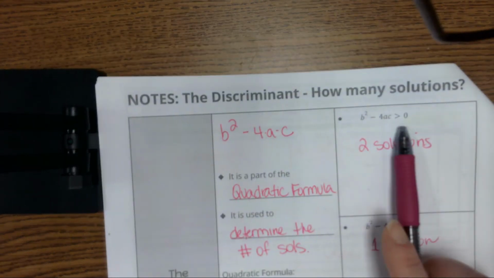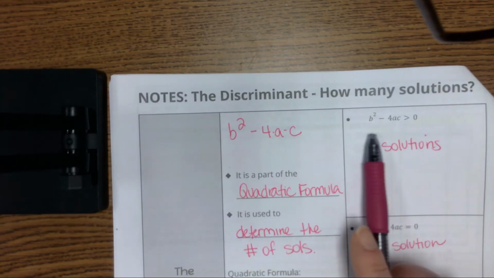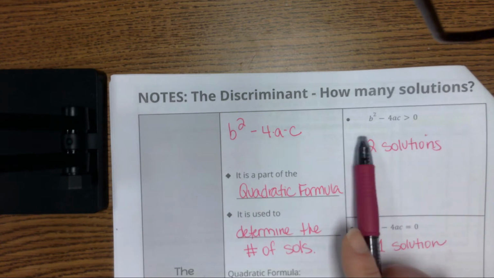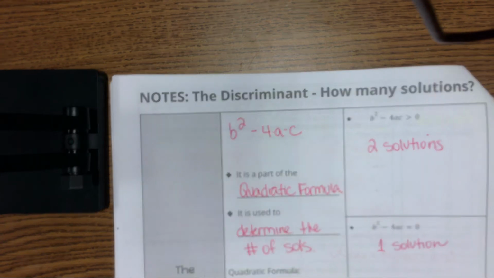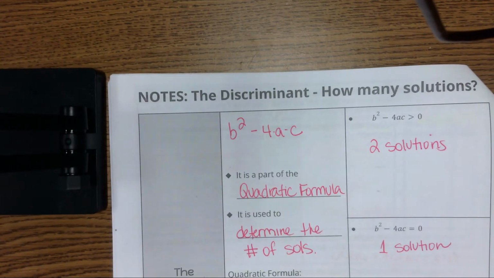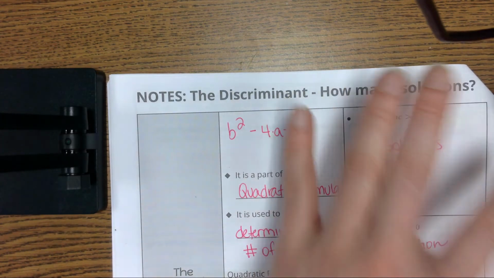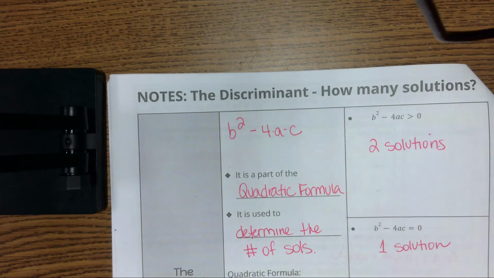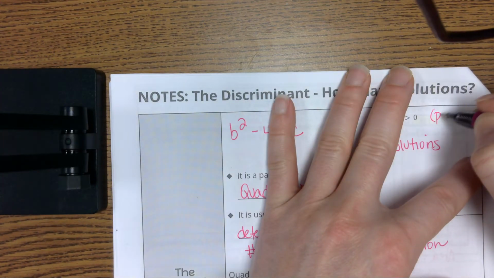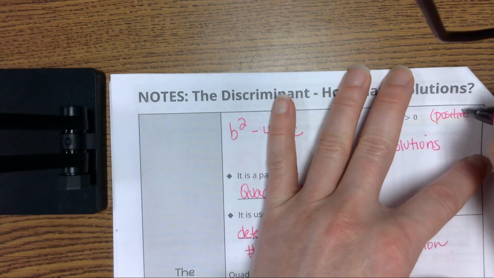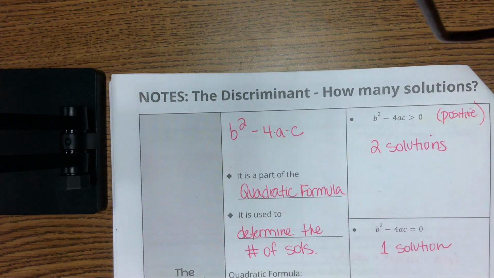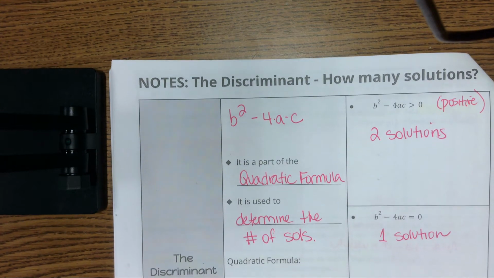What does this mean? Like, instead of mathy terms, what does that mean right there? What are you looking for? What does greater than 0 mean? What kind of number? That means there's 2 solutions?